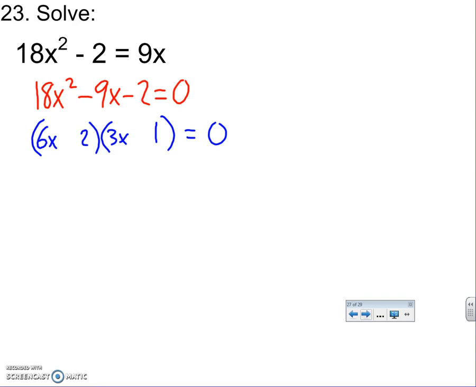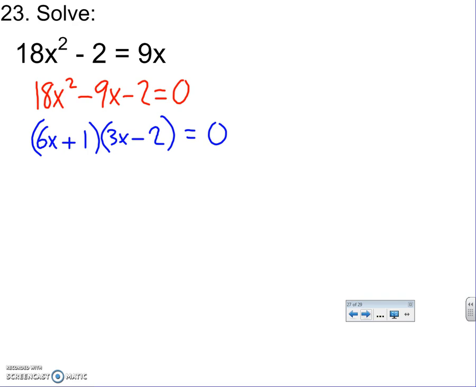Nope. That's wrong. That's 2, 1, so I'll try 1 and 2. 6 times 2 is 12, 1 times 3 is 3. 12 and 3 make 9, yes. 12 minus 3 is 9. So I got my numbers, I need my signs. Looking at 12 and 3, I need a negative 9. Since the 9 is negative, the bigger number, 12, has to be negative. So there's the negative 12, and to negative 12 you have to add 3 to get negative 9.